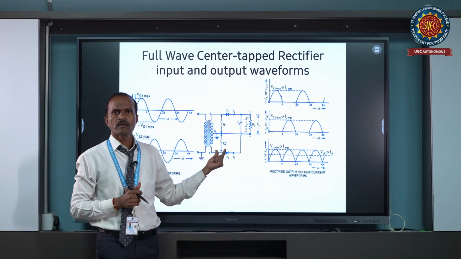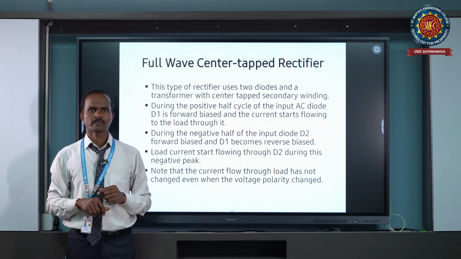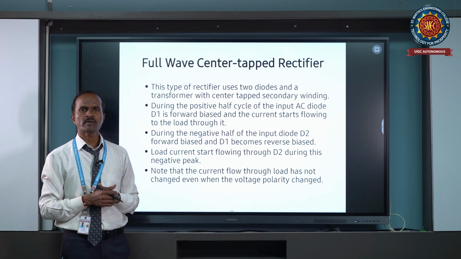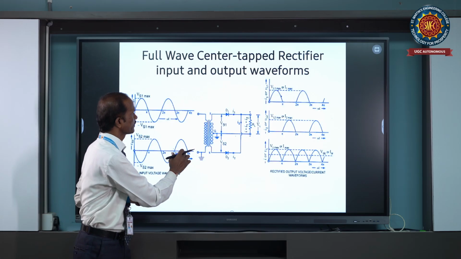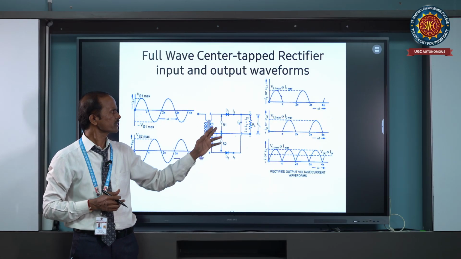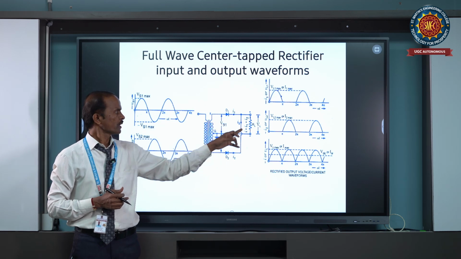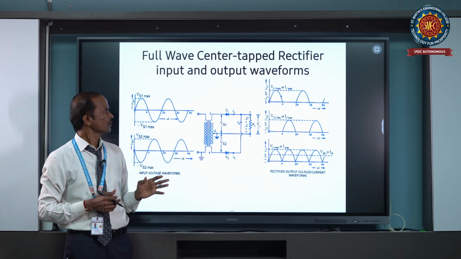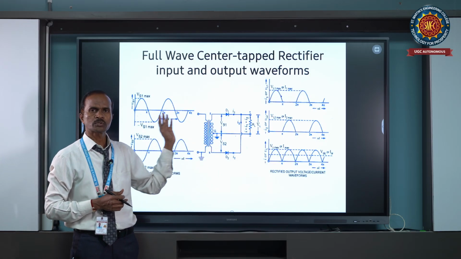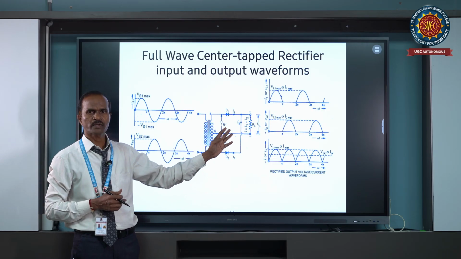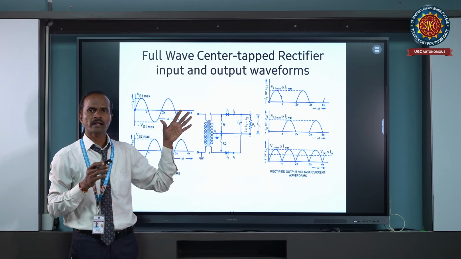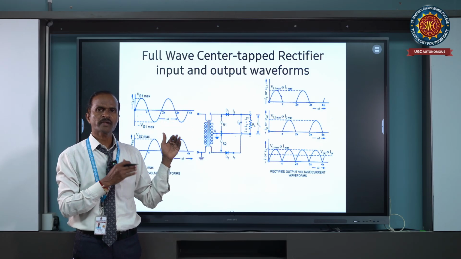So this is the full wave rectifier circuit diagram. Now we are going to explain the center tap rectifier with the help of the block diagram. The basic diagram has one center tap transformer, two diodes D1 and D2, and the load resistor RL. Now during the positive half cycle, what is the condition of the diodes? During the negative half cycle, what is the condition of the diodes? We are going to explain here. The full wave rectifier can handle the full waveform of the input signal.